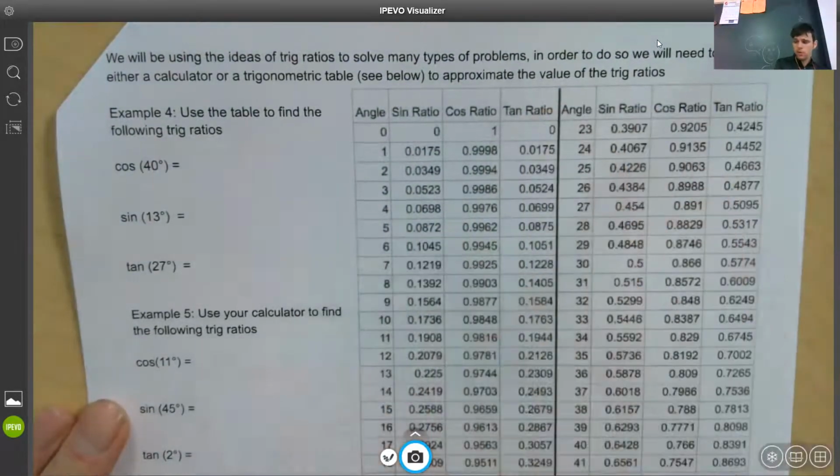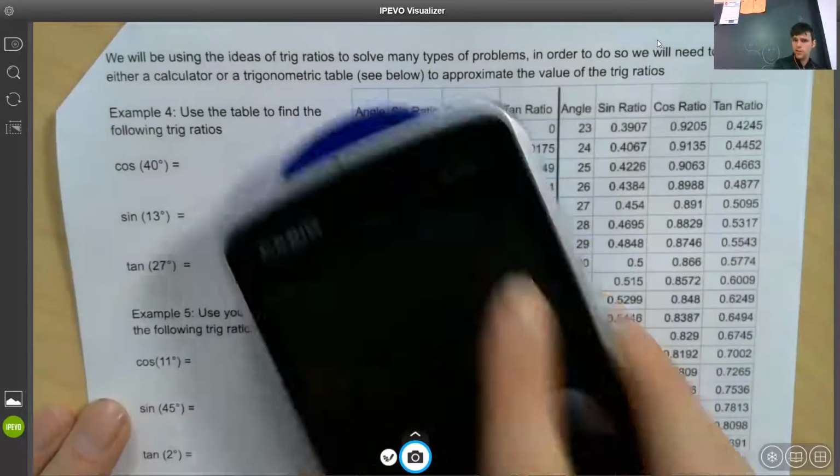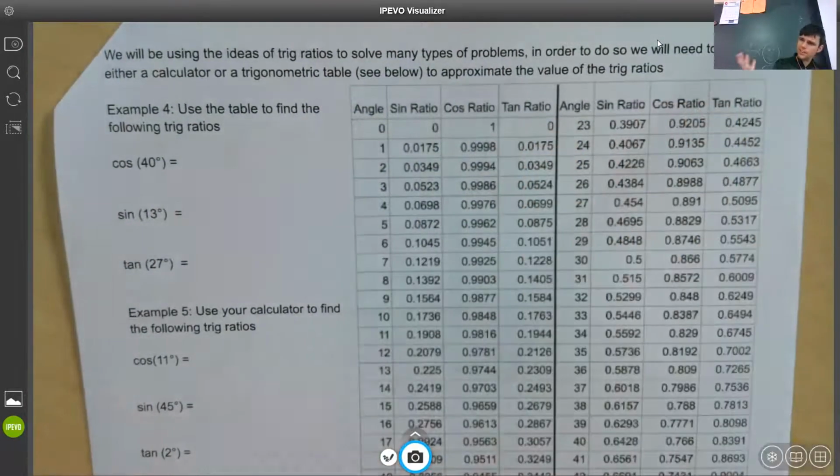I'm going to talk about both. For the most part, we're going to be using the calculator, but the table is kind of cool. It's something that back before we had calculators, they could do these fancy calculations for us. People would have books and books of these tables to have a really high degree of accuracy for these trig ratios. Anyway, example 4, we're going to go ahead and use the table. We're going to be finding the trig ratios using our table.